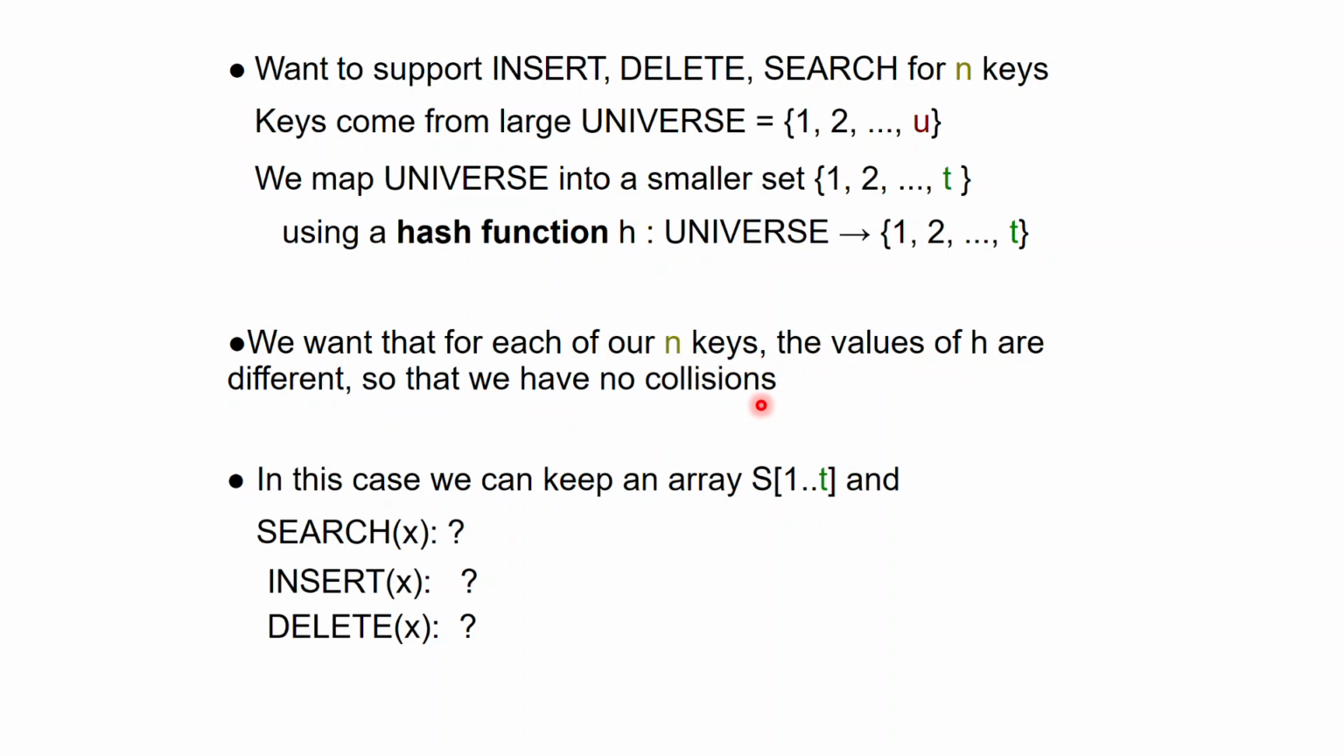In this case, here is how you can support search, insert, and delete. We're going to keep an array S of t elements, and then search of x simply returns S of h of x. It first applies the hash function to x, gets a number from 1 to t, and then looks at the corresponding entry of the array S. If you want to insert an element x, again you compute the hash function of x, and then you set to 1 the corresponding entry of S, and delete is the same except the entry is set to 0.